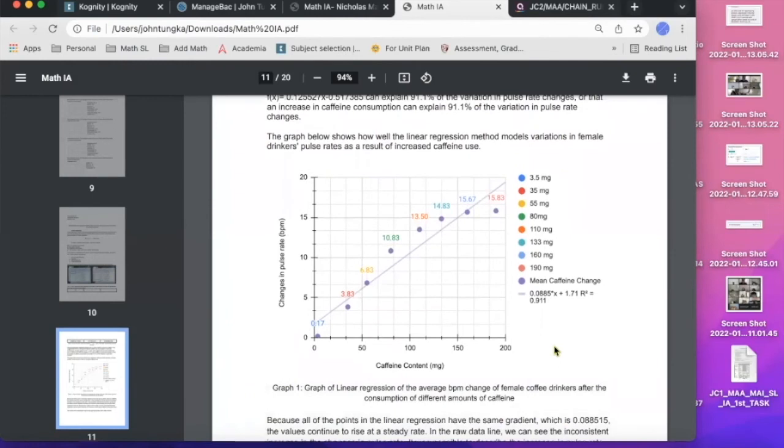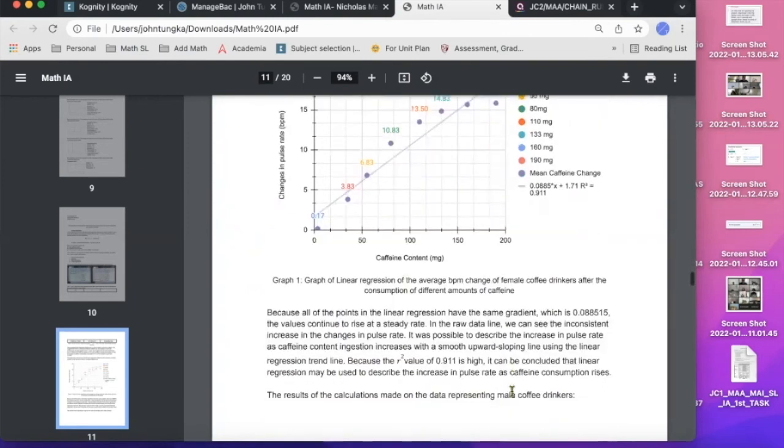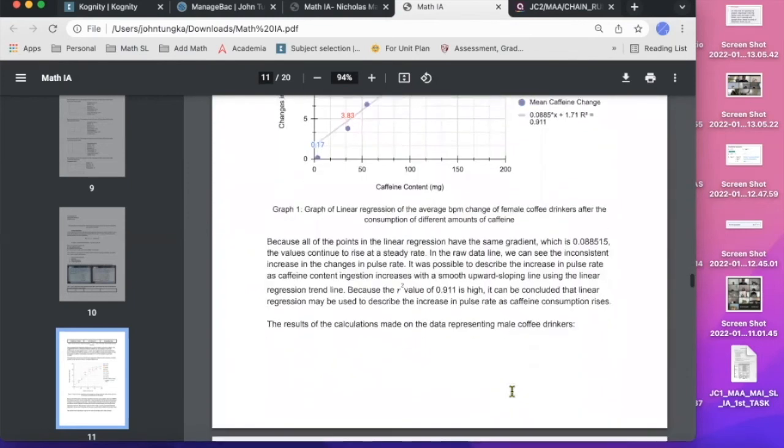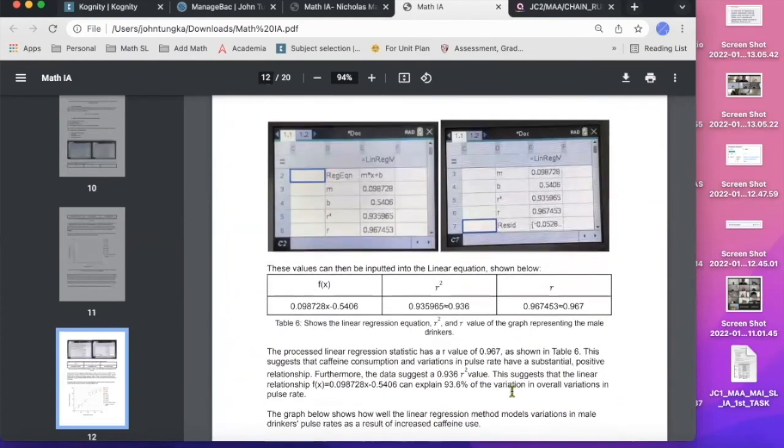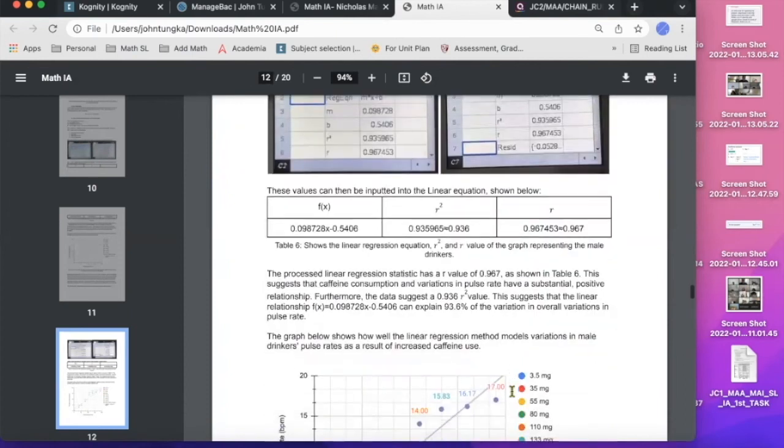Changes in pulse rate. Now, does this belong to male or female, or do you combine both? Or that's female. Okay. So please fix this part. Okay, now this one for male.